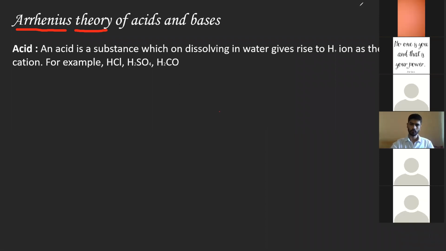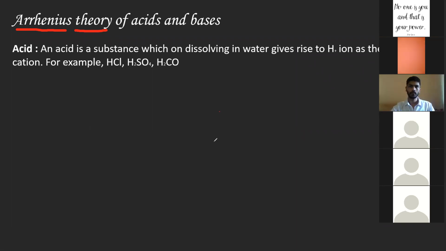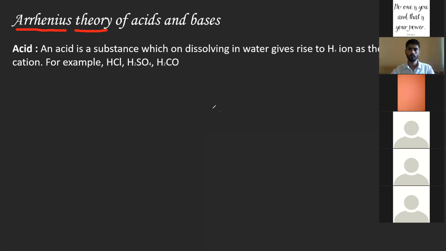An acid is a substance which on dissolving in water gives rise to H plus ion as the only cation. For example, HCl, H2SO4, H2CO3. Thank you so much, Prince.